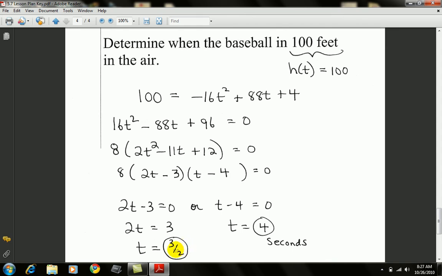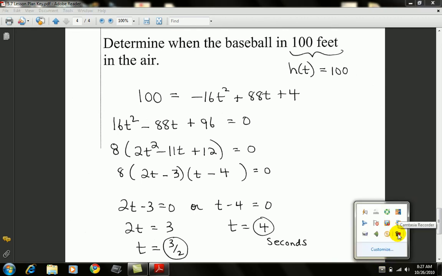So at 1.5 seconds, the ball was 100 feet, but that was on its way up. 4 seconds is the next time the ball was 100 feet high, but that was when it was on its way down. So on your Course Compass homework, when you go through all this work, pay attention to whether they're asking you for the time that the ball's on its way up, or the time the ball is on its way down. Okay? All right, this concludes 5.7.